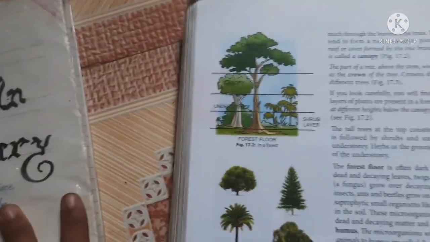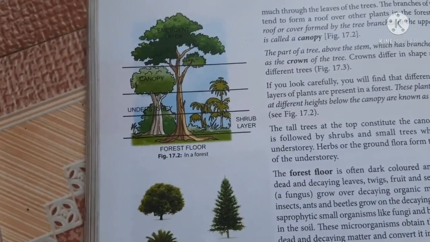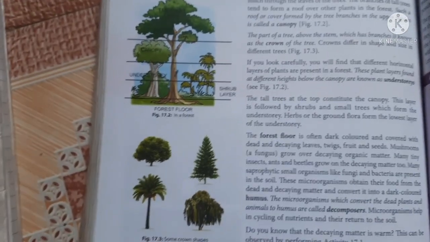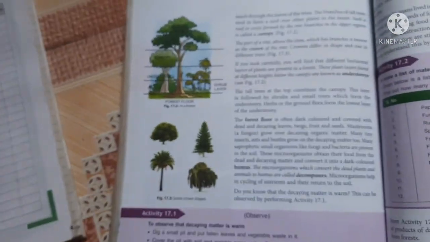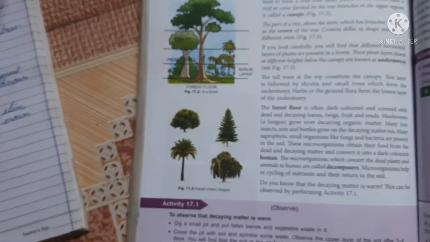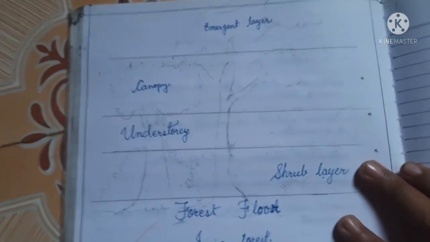Some main pictures of this are the forest floor, what it consists of, what is in a forest, how we get to know it, and some forms of canopy. These are some things to draw in your lab notebook. I have prepared it. Here it is, the types of canopies, and here is what the forest contains.